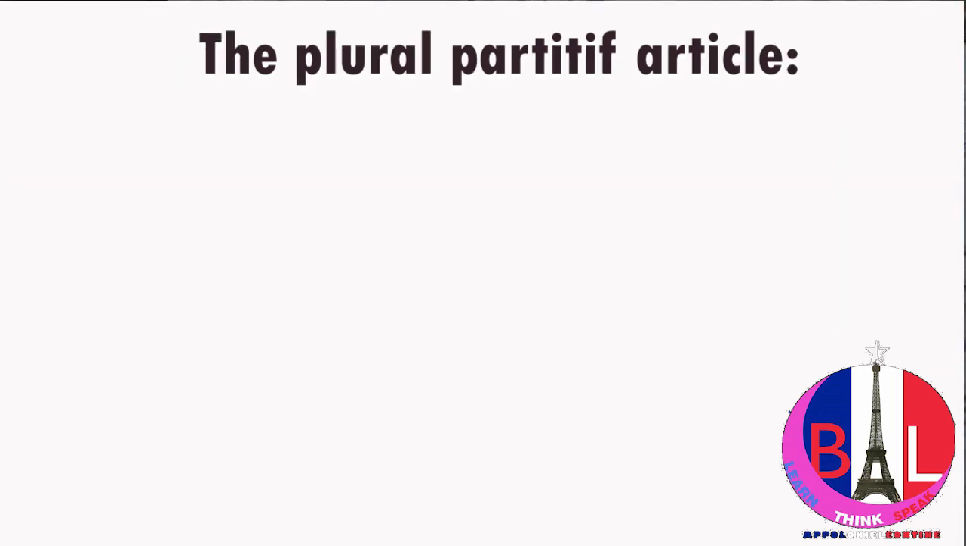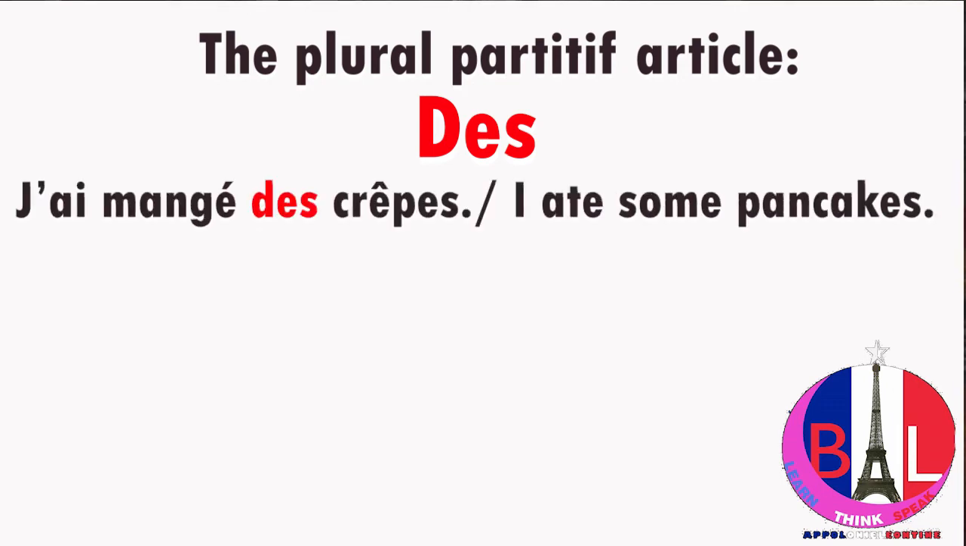Okay, now let us go to the plural form of this singular partitive. The plural form of the singular partitive is only one, and it is des. Now let us give some examples with des. J'ai mangé des crêpes. Crêpe is a feminine noun and is uncountable. That's why we use des.